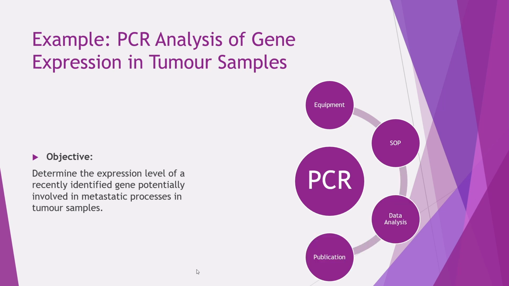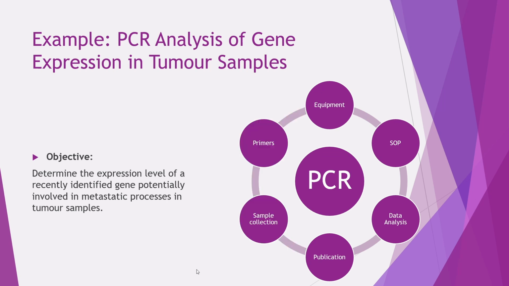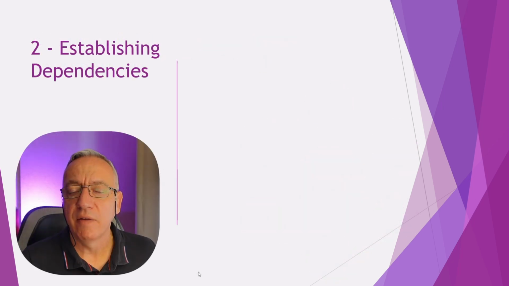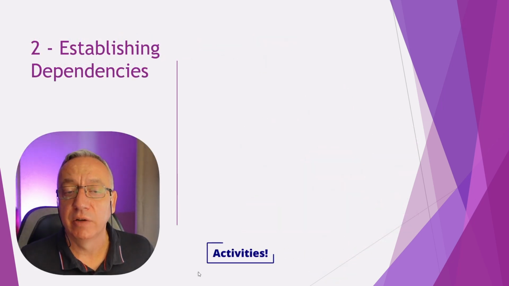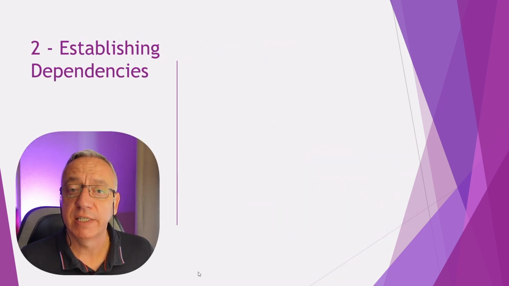Your aim is to do a publication, and thinking about what else you need: some samples, and of course some primers and maybe a PCR machine. So having identified the major tasks, and again, this is an iterative process, you will come back to this during the construction of the critical path. You need to determine if there are dependencies between these different activities.